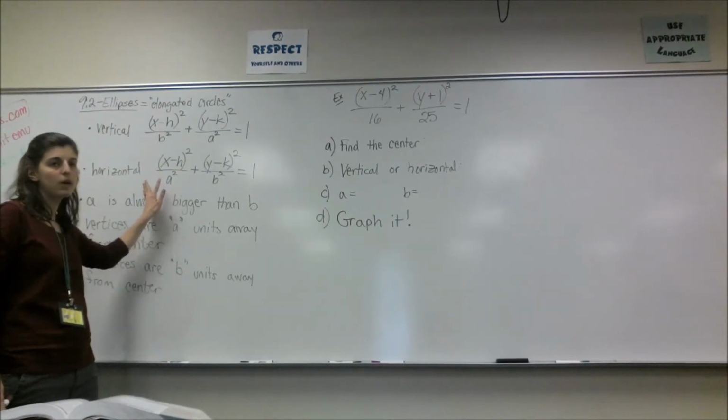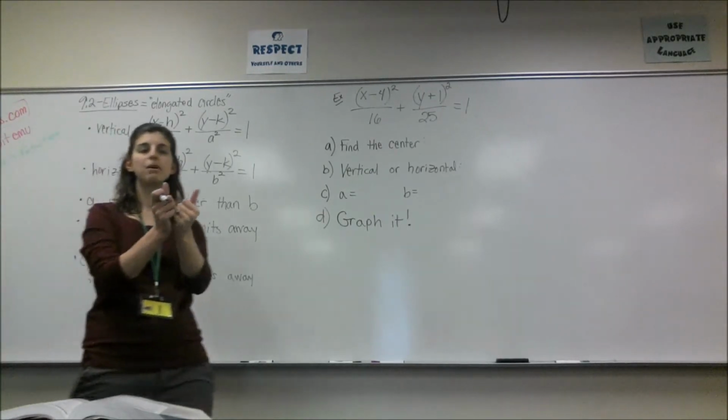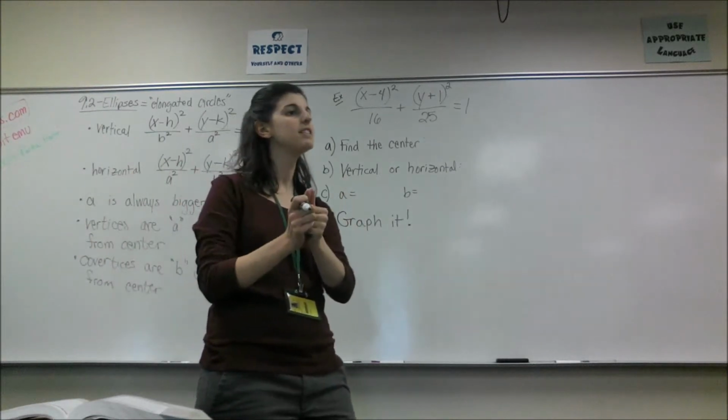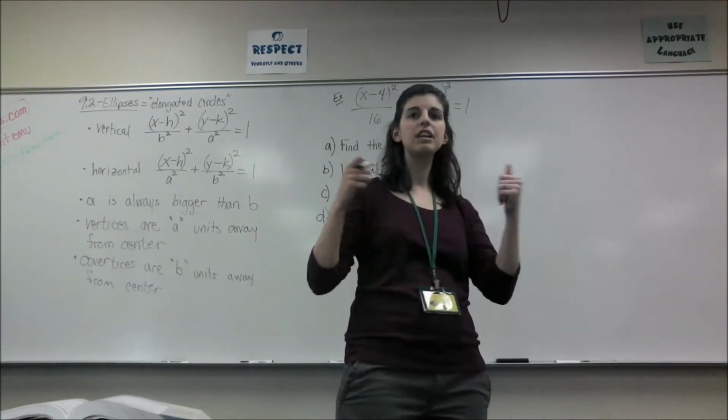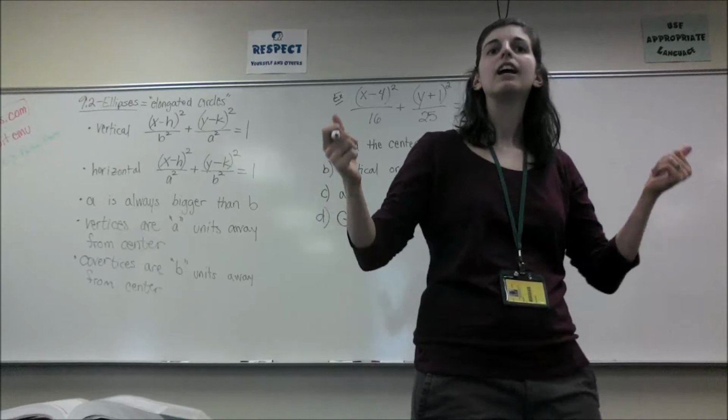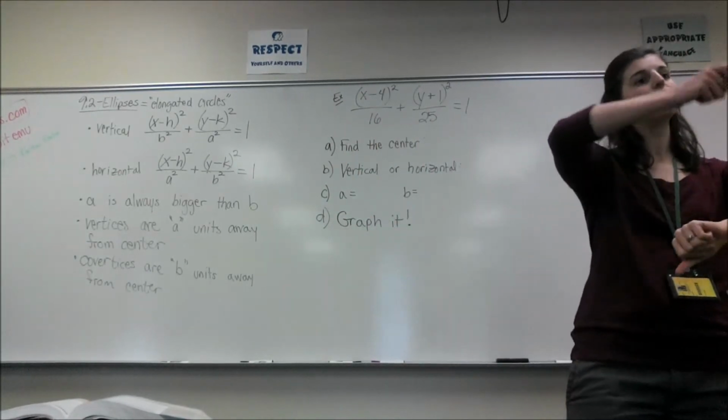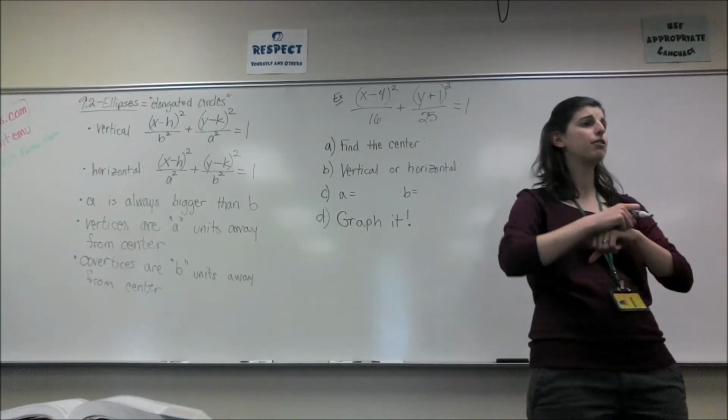A, not a squared, but a, is going to be the distance that you go from the center out to the edge of the ellipse. B is the distance you go in the other direction out from the center.